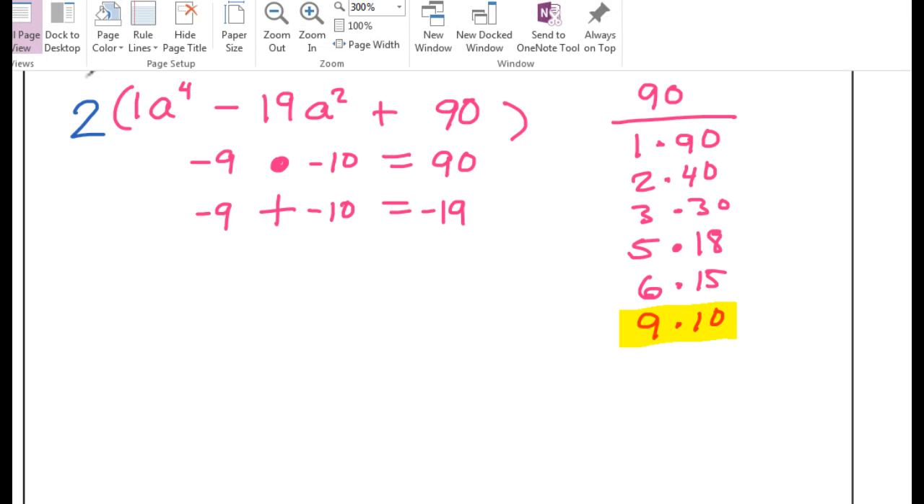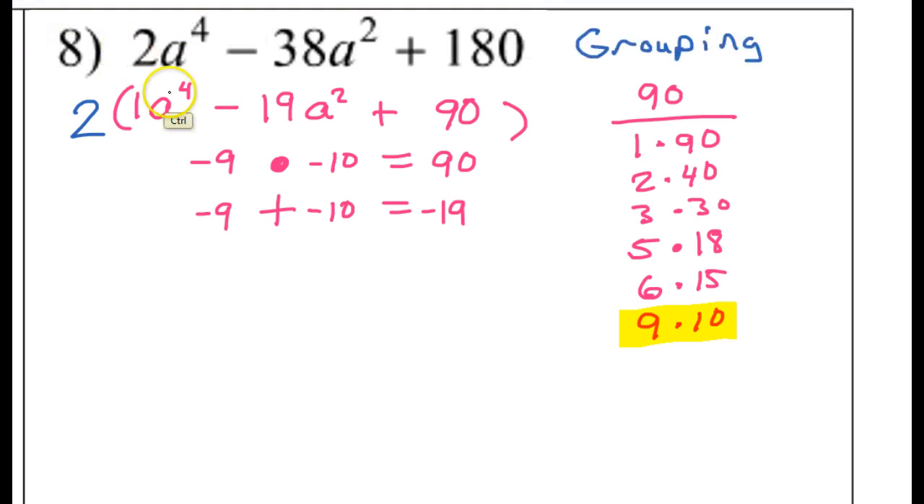Now, for the grouping method, please remember, we're not looking at this anymore. Now we're just looking at the red trinomial. So start with the first term and just bring that straight down. So I'm going to bring down my a to the 4th power.